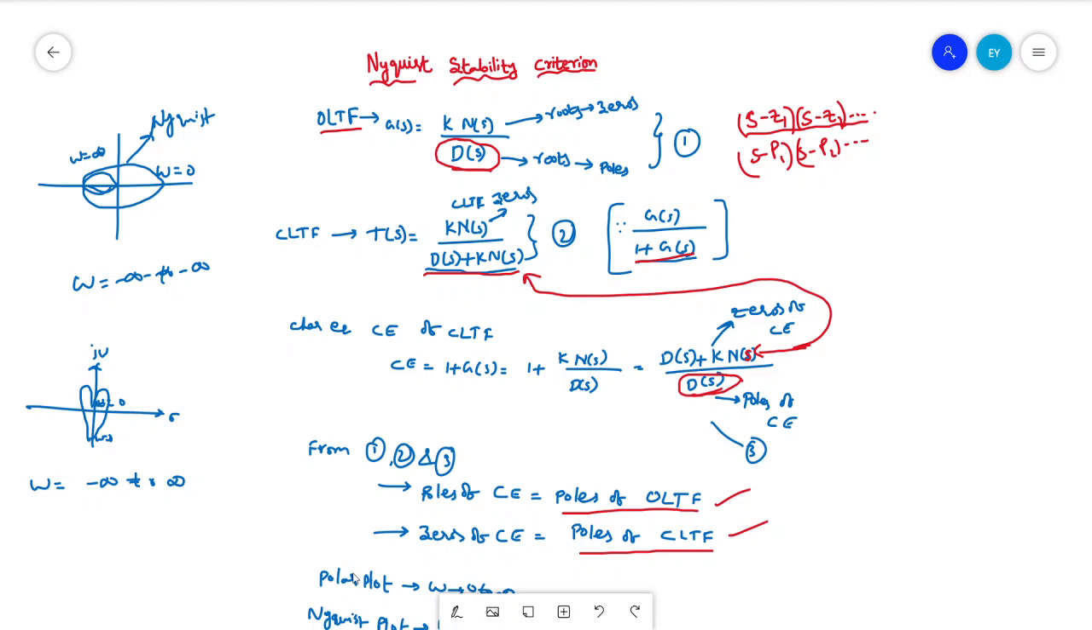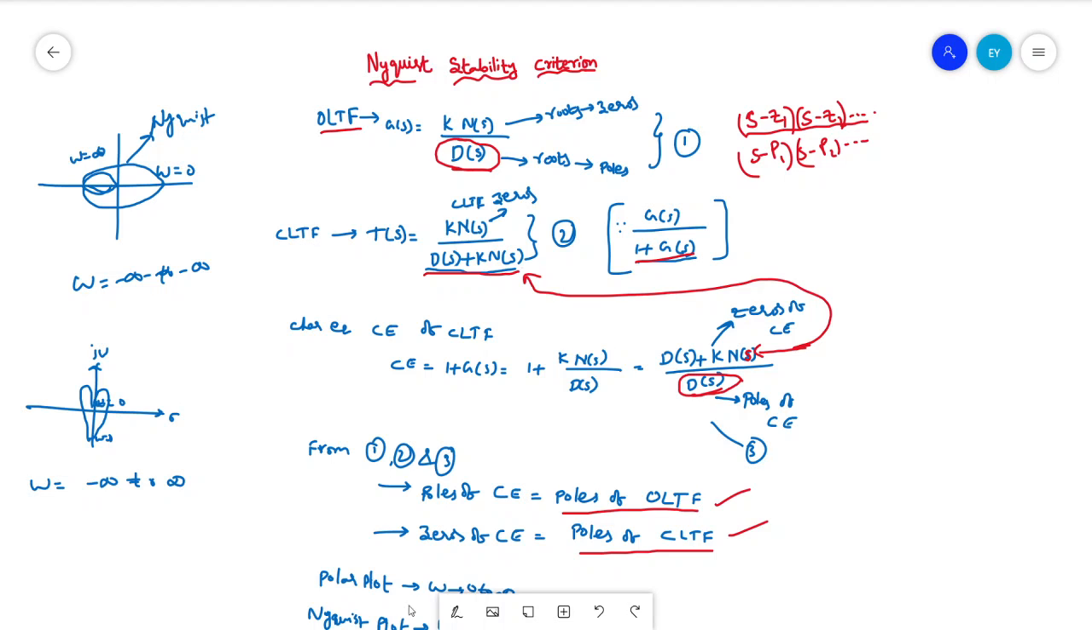So next thing is writing a characteristic equation for closed loop transfer function. If you write a characteristic equation, it is nothing but the denominator function of the transfer function equated to 0. If you equate 1 plus g of s to 0, then what you get here is 1 plus k into n of s by d of s. So here just substitute g of s from the open loop transfer function, which directly if you solve you will get d of s plus k into n of s divided by d of s.